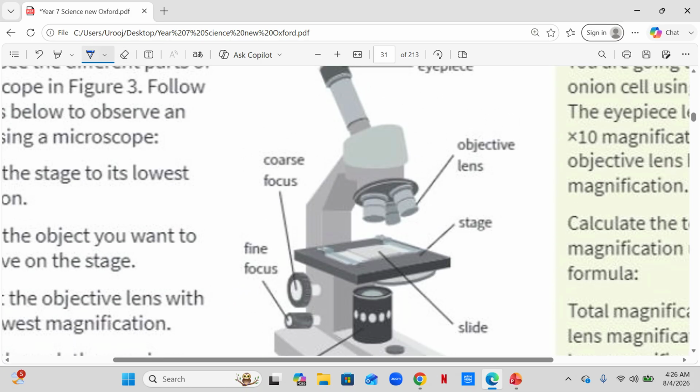Then comes the coarse focus. The coarse focus knob is a large knob used to move the stage or objective lens up and down quickly through this wheel. It helps bring the specimen into rough focus and it is mainly used when viewing under low magnification.